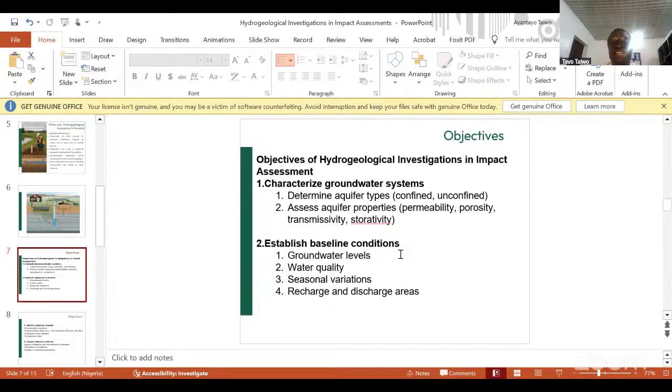Then we have recharge and discharge areas, because it's very important. If your recharge area is something that is suspect, then you need to start thinking of what you need to do. In fact, a hydrogeological investigation can even help a project owner to determine whether to continue to site that project in that place or not. Because if you need water and the place you are has issues of water. Let me give an example.